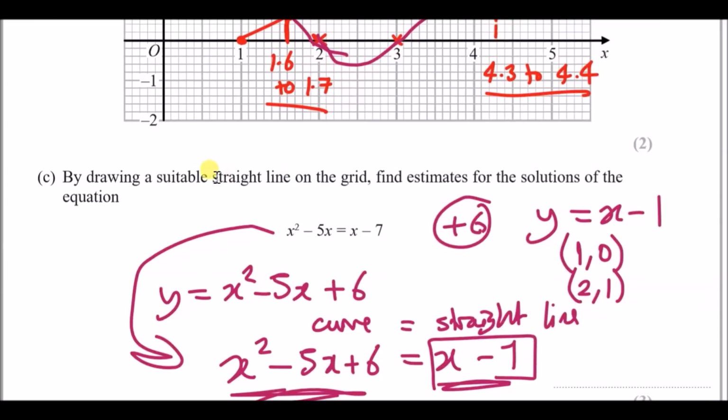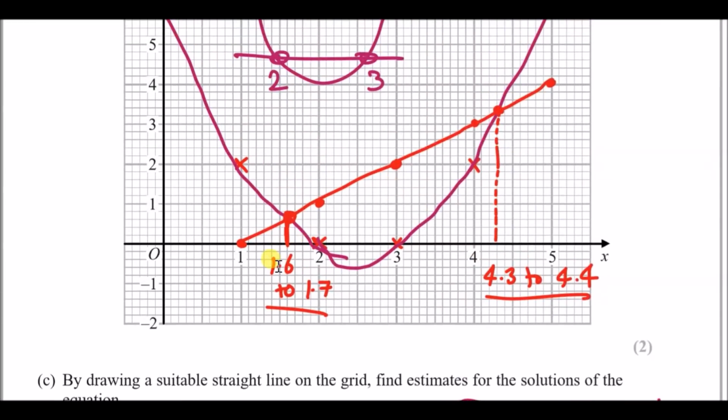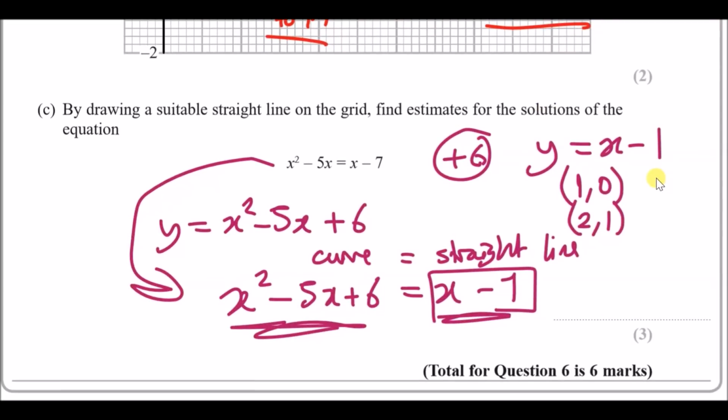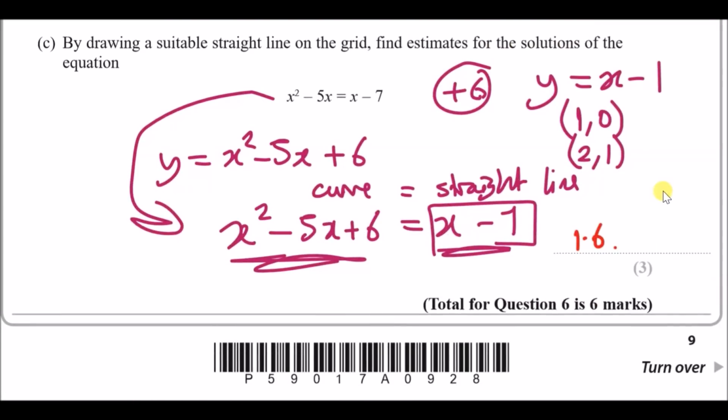So when it asks you to give the solutions for x, it'll be 1.6 to 1.7. So let's just say 1.6 or 4.3, okay? And that's it, guys. That's it for now.